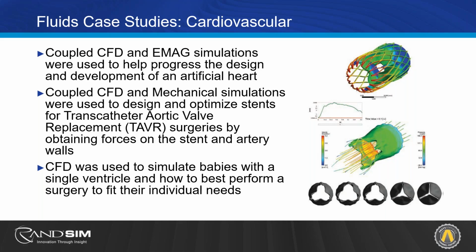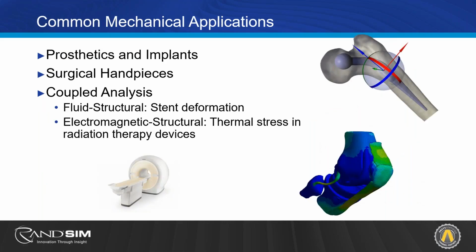I will hand it over to Will to cover some of the mechanical case studies. Yeah, thanks, Chris. I wanted to start by just addressing some of the common applications for Ansys Mechanical, and it's really pulled in anytime basically material failure is a concern. Any sort of structural analysis falls under that mechanical umbrella. So it's used commonly for prosthetics and implants. All sorts of structural simulations can be done there, because really it's a structural integrity question.